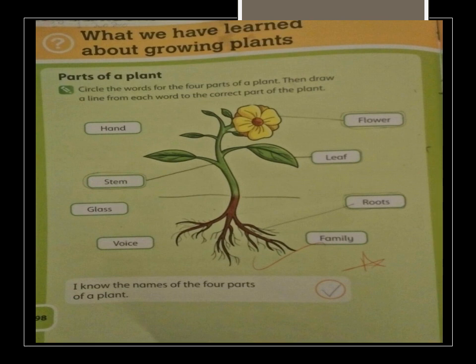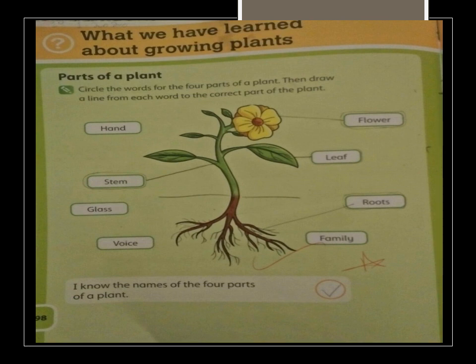Then we have a glass. Is glass a part of a plant? No. Glass is not a part of a plant, so we don't have to match it. Voice, you know that voice is not a part of a plant. Then on the other side at the top we have flower. Yes, flower is a part of a plant. Match the word flower with the flower.